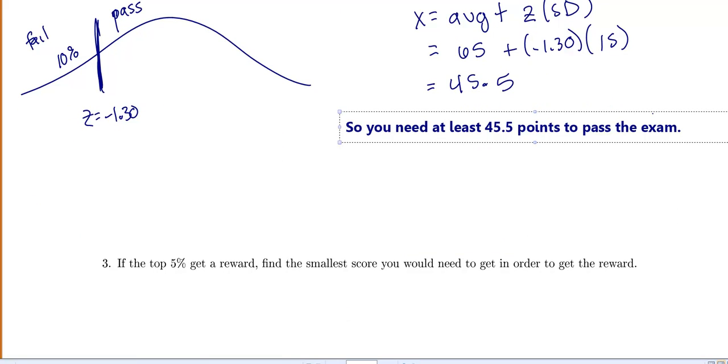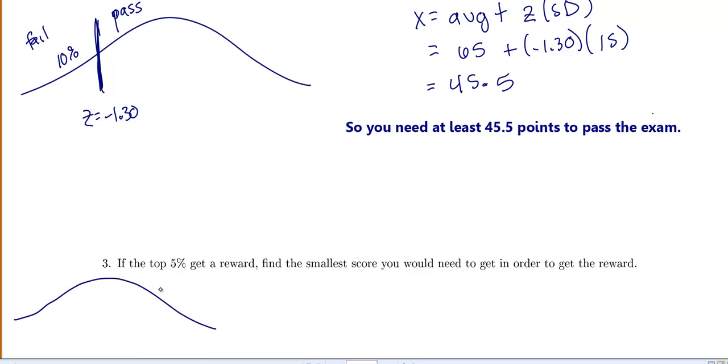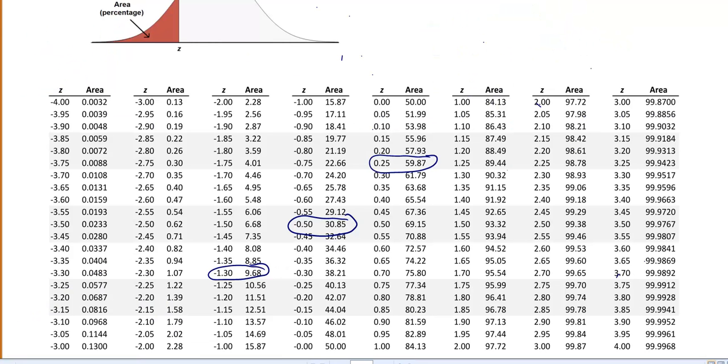Let's do something similar in our next question. If the top 5% get a reward, find the smallest score that you need in order to get the reward. So the top 5% get a reward. What score do you need to be in that top 5%? The problem with that is that's on the right side. We can only look up areas for the left side. So if there's 5% in the right, there's 95% in the left. So let's look up 95% on our table.